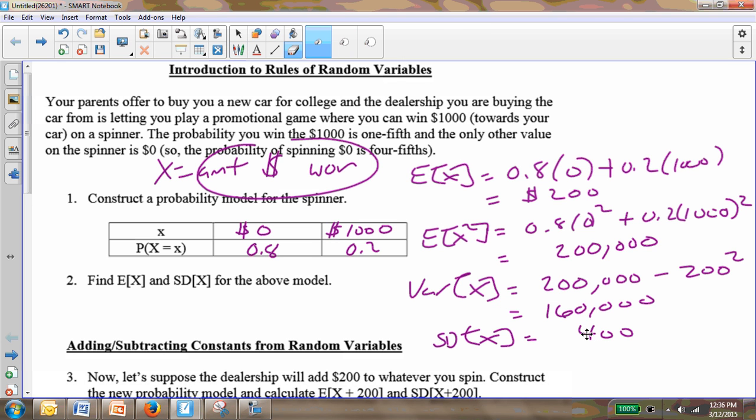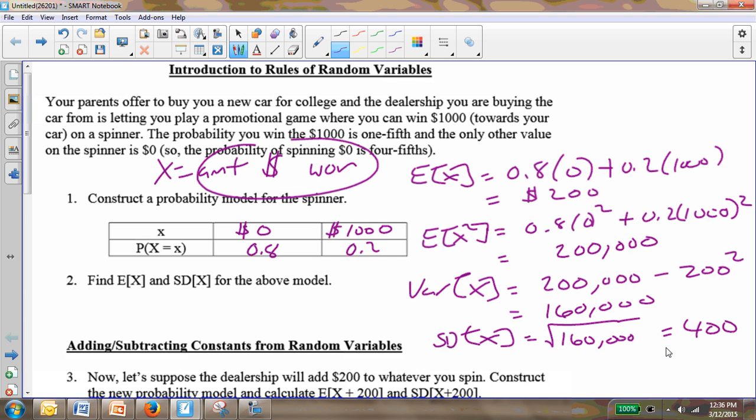I tell you what, just to be safe, I would even show that. I can see a rubric maybe even taking off for that. So we'll communicate that we know the standard deviation is the square root of variance. That's probably an important thing to communicate. All right, so we found the expected value of X. It was $200, and we found the standard deviation was $400.